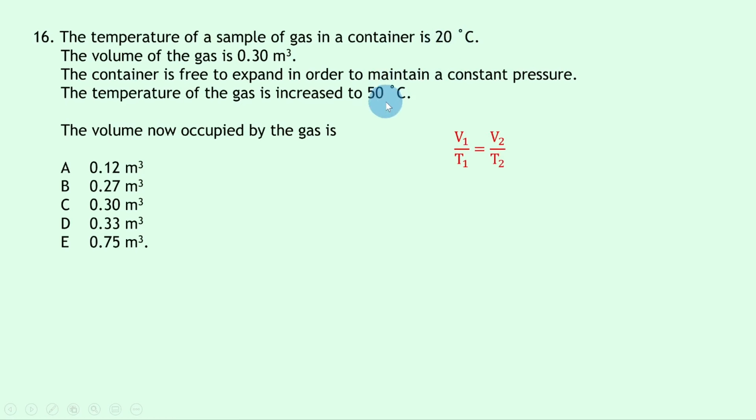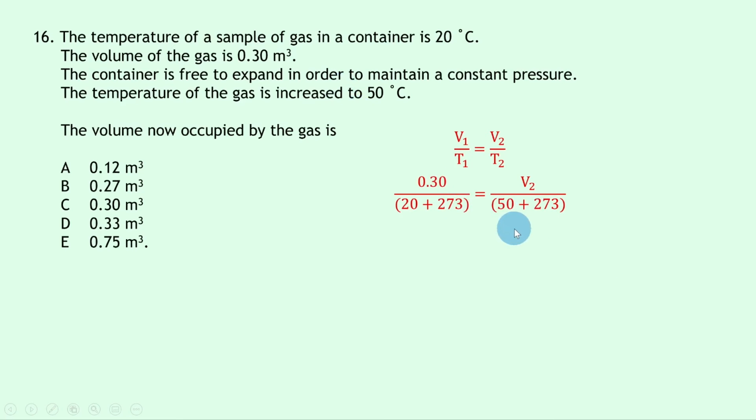So we need to convert both of these numbers into Kelvin by adding 273. So let's do that and plug in the numbers. So we have 0.3, the initial volume, divided by 20 plus 273. So that's getting the initial temperature into Kelvin. And that's equal to V2 over 50, the final temperature, plus 273, which is getting that into Kelvin as well.